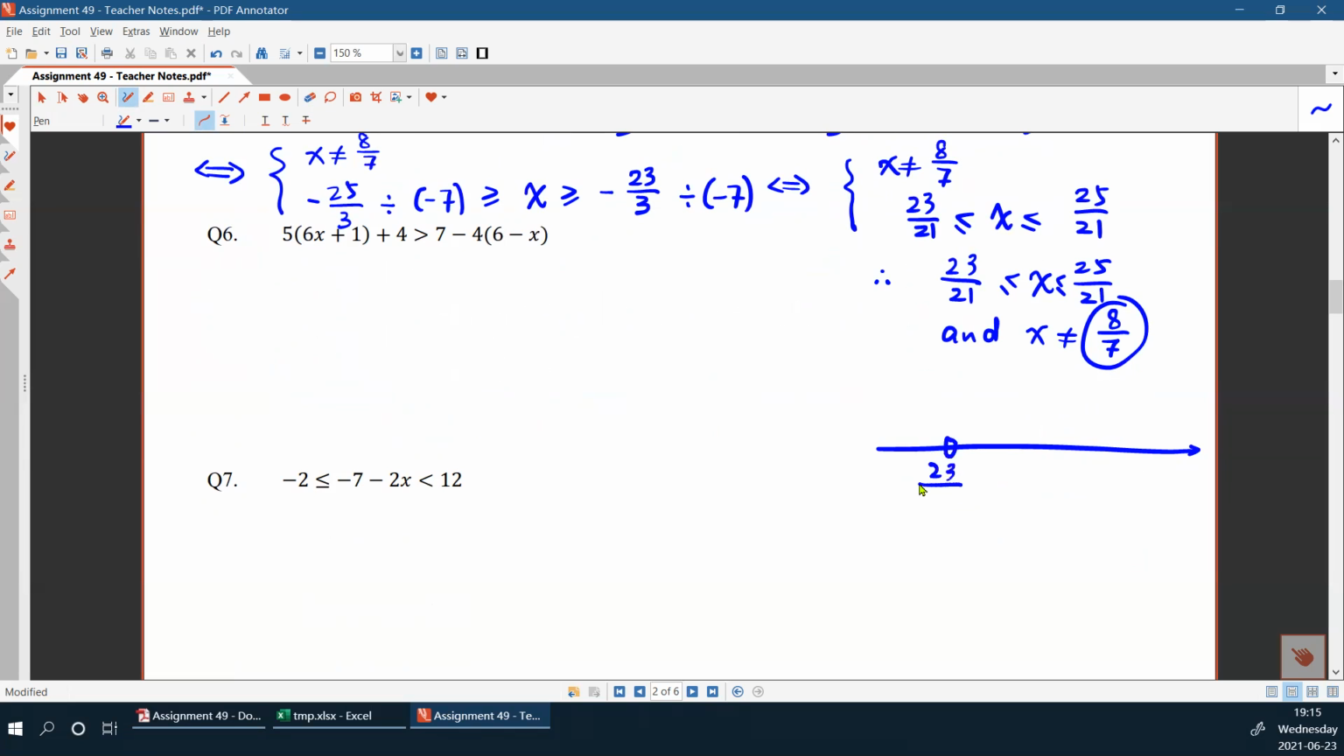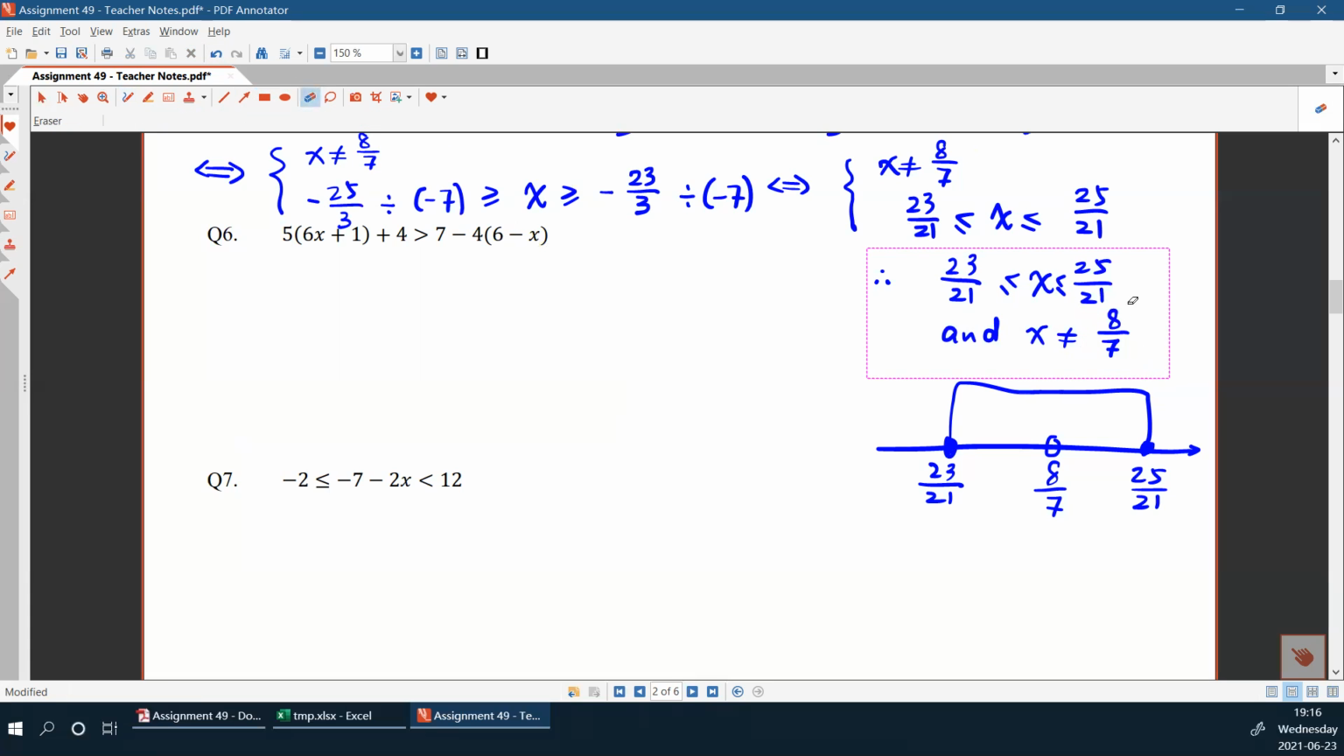If you draw a diagram, this should look like this. This is 23/21, and this is 25/21, and 8/7 happens to be 24/21, right? So it must be somewhere in between. Here is 8/7, and this is our solution. So you need to remove this point here to exclude the point of 8/7, okay? This is our final solution.